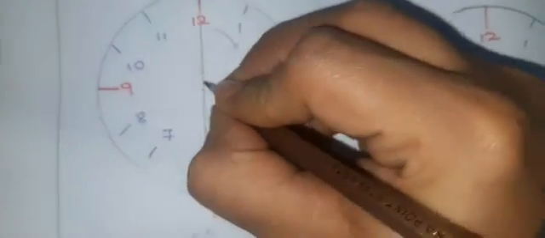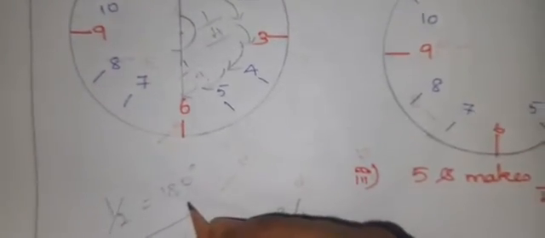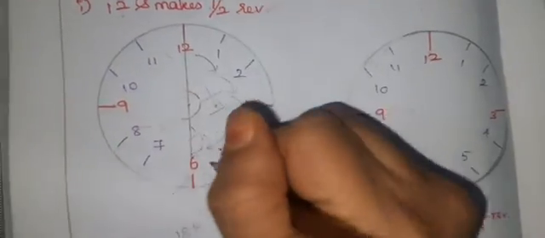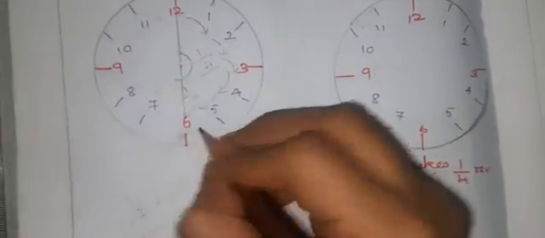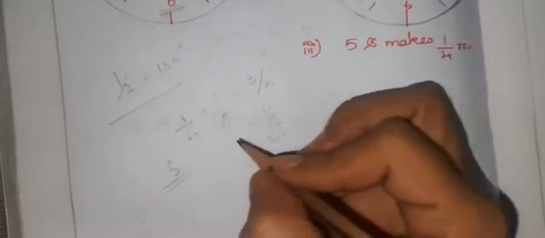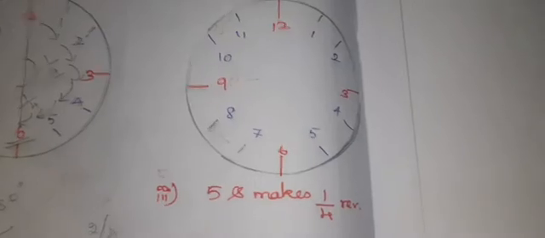So now a straight angle is formed. So a straight angle means it is of 180 degree. So when it starts from 12 and makes half the revolution, it reaches 6 in the clock.